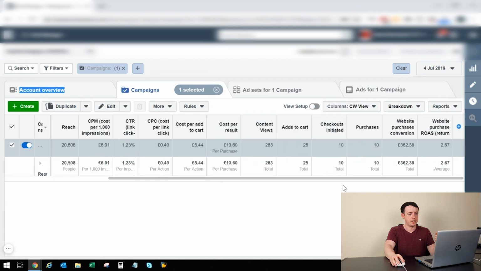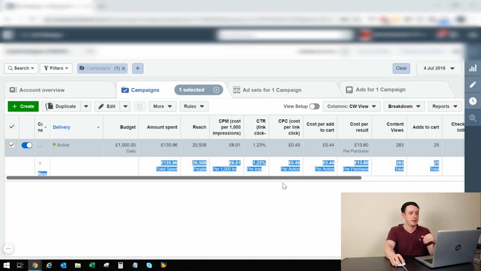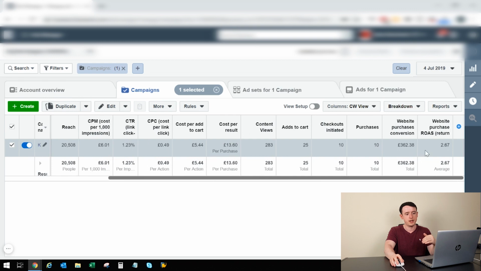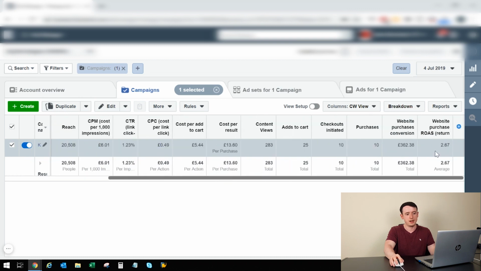On the 4th of July, it spent 135, so it kept that cost low again because it's not been doing well for the last few days, so it was reducing how much it could spend. But on that day, it was profitable again. So even though it didn't bring in a lot because it reduced the spend of that particular campaign, it was still profitable, that campaign. Even at £1,000 a day, it only spent £136, but it was profitable.